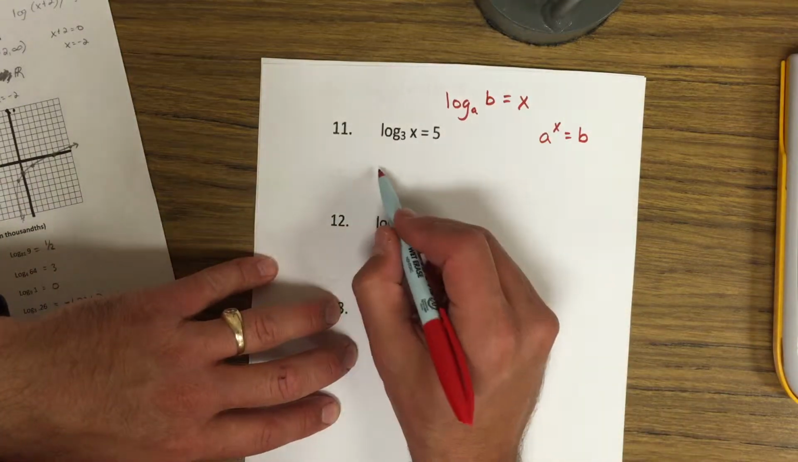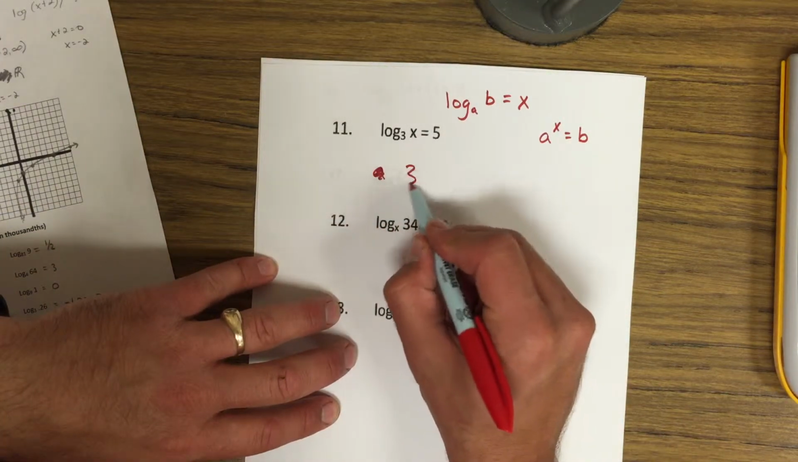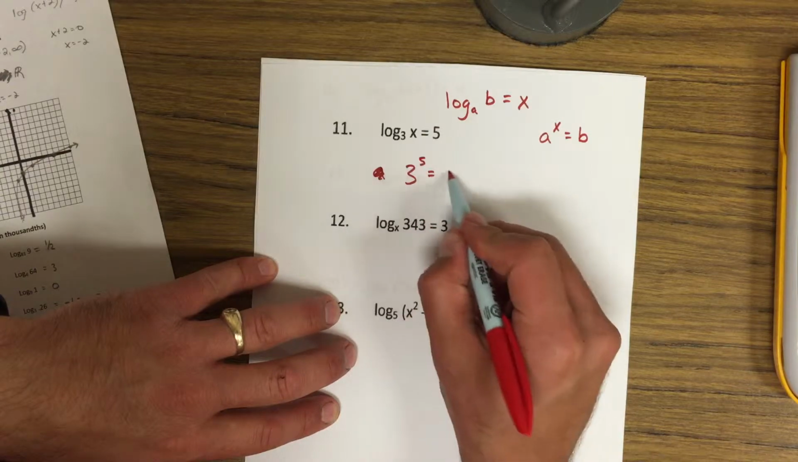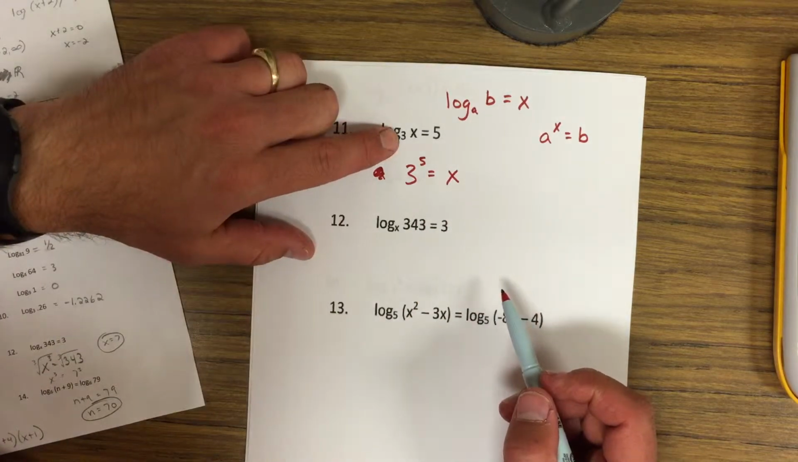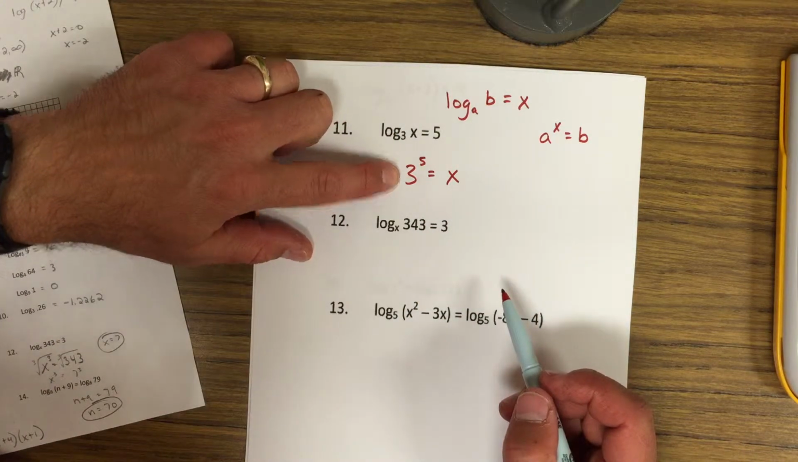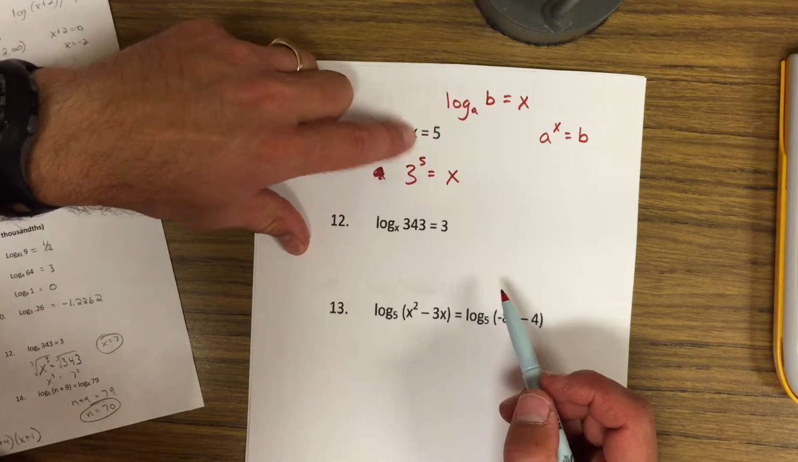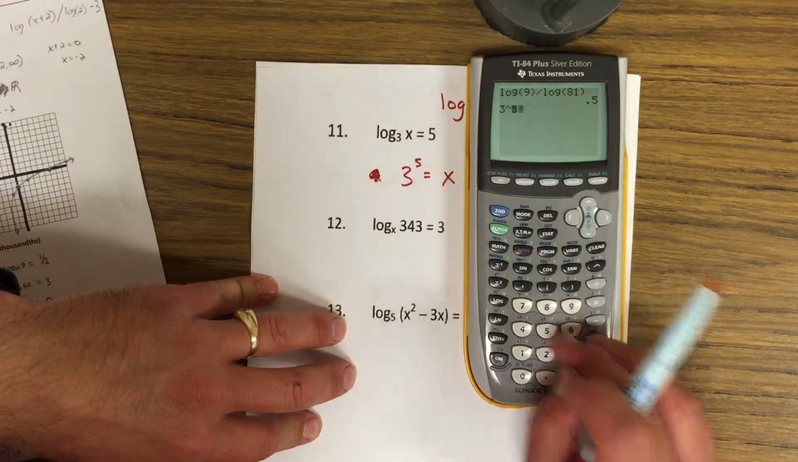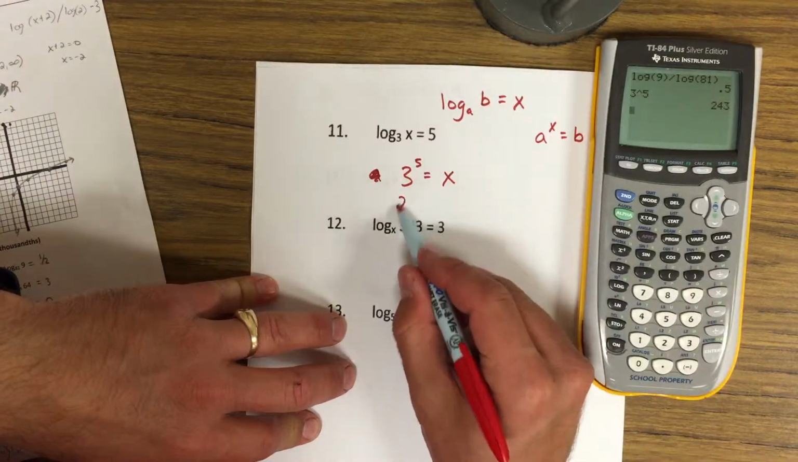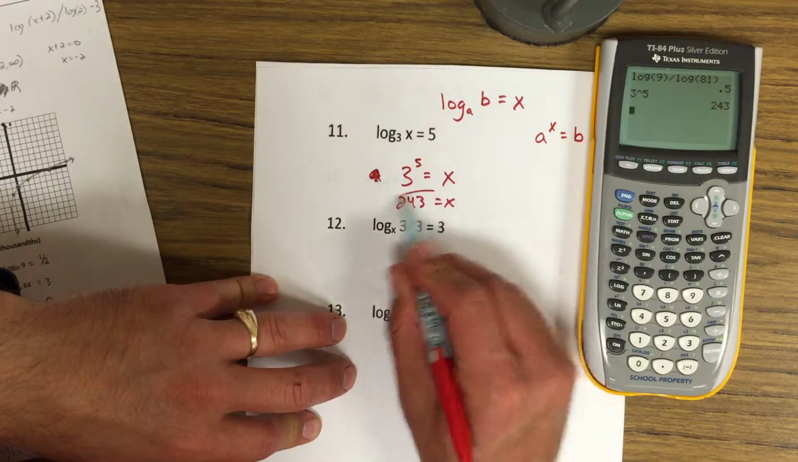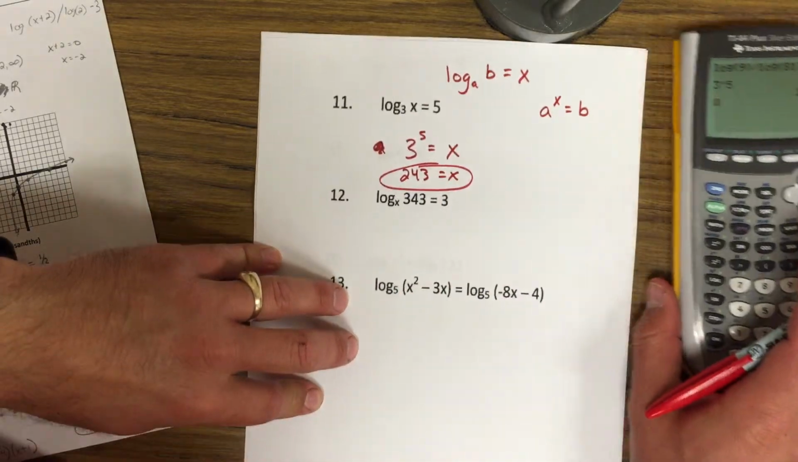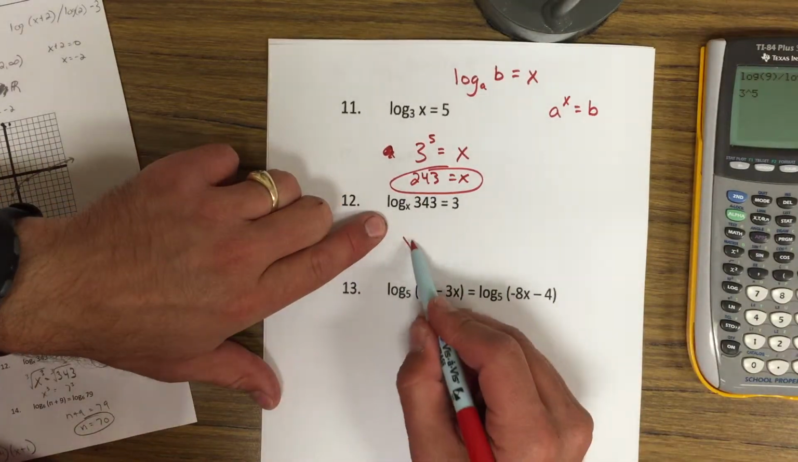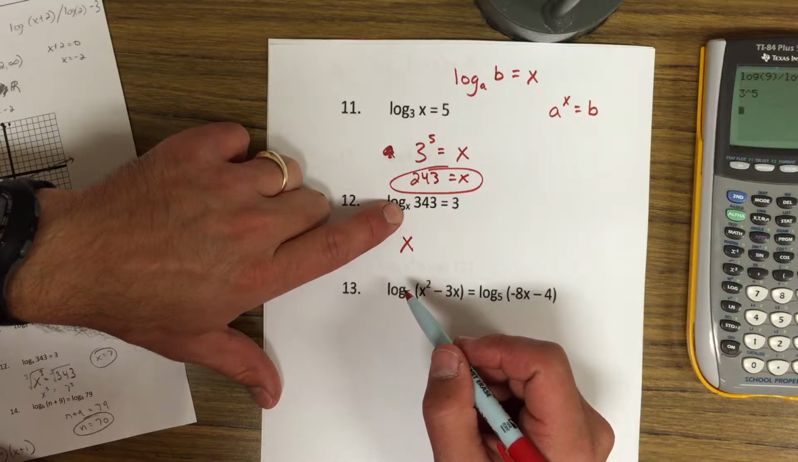Okay, so this is 3 to the 5th power equals x. The base of the log became the base of my exponent. This is my exponent, and then x comes out front. And this is as simple as doing 3 to the 5th in my calculator, and I get 243 equals x. That's my answer.